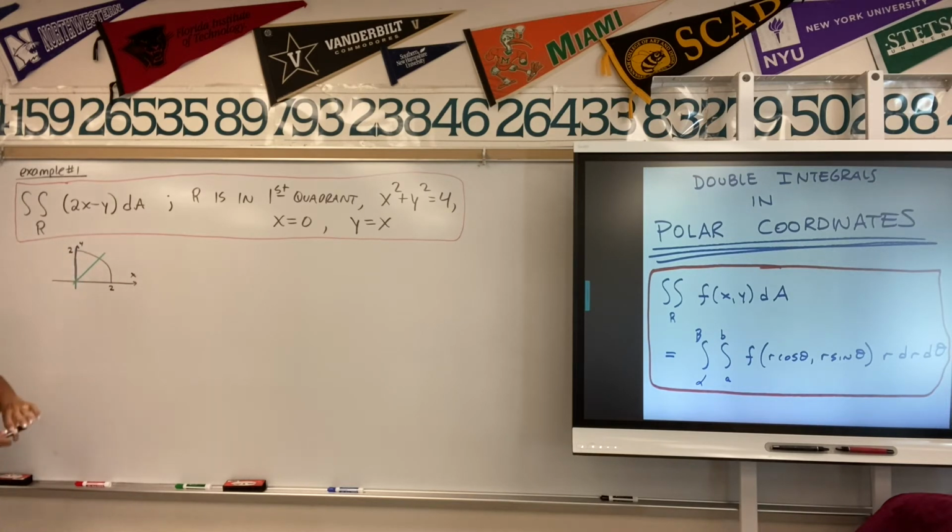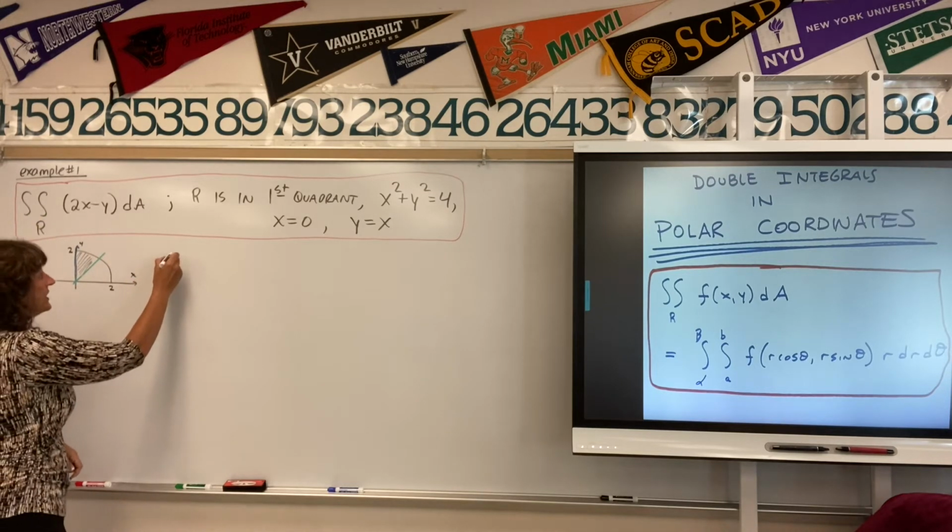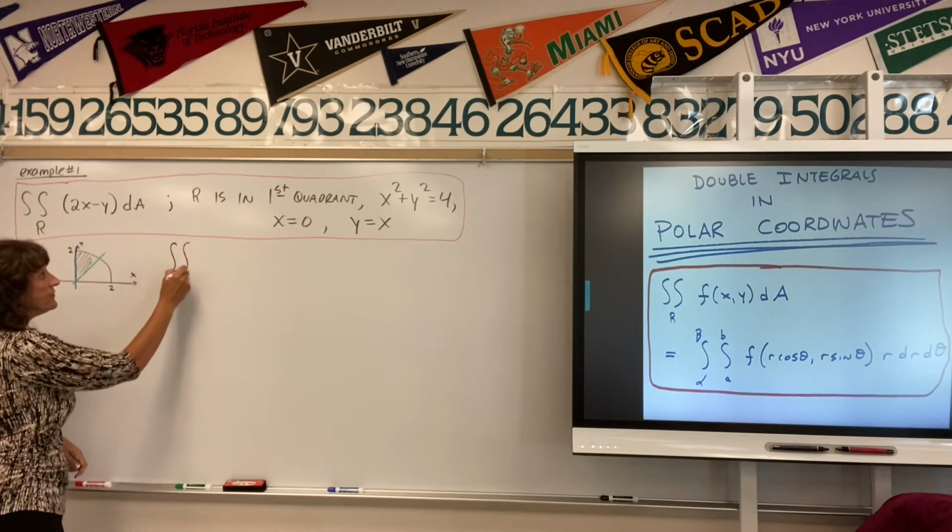Okay, it's here in my first quadrant. This is the region, this is where I'm at right here. So y equals x, the y-axis, bounded by my circle in the first quadrant, this is where I am. So now let's go ahead and write our double integral in polar form.